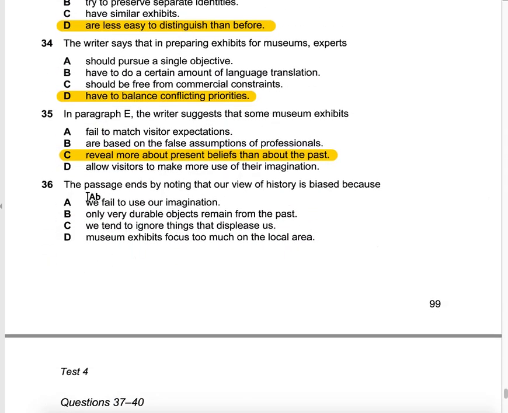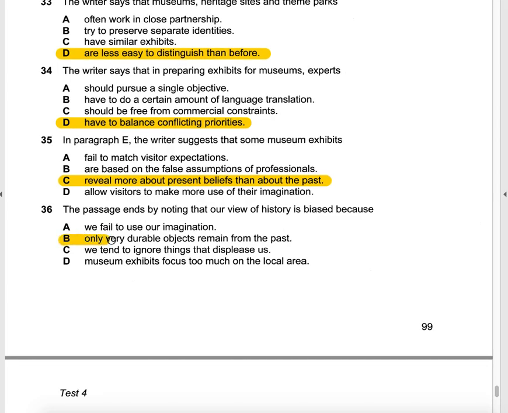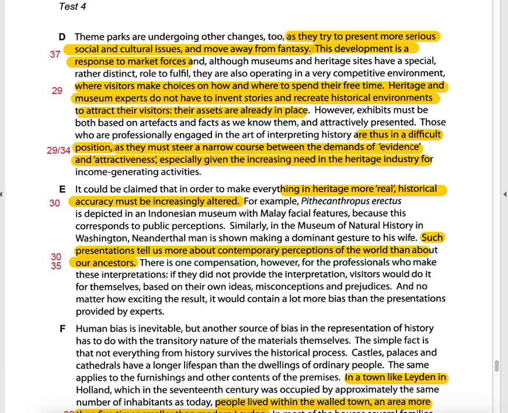And the passage ends by noting that our view of history is biased. Okay, going back to the bias. Because we failed to use our imagination? No. Only very durable. Maybe. No. So it looks like it's B. Why? It doesn't say about us using our imagination. It mentions it. Very good point here.